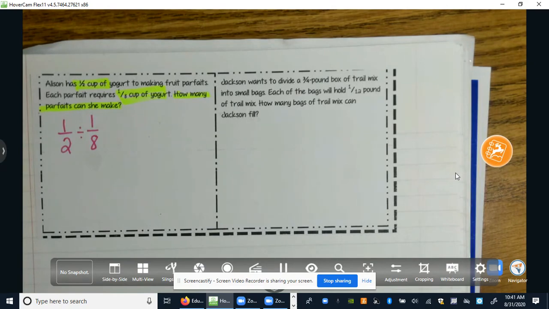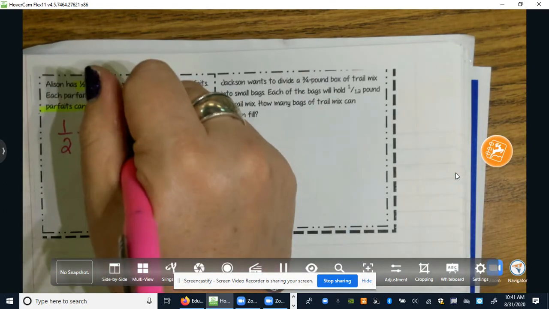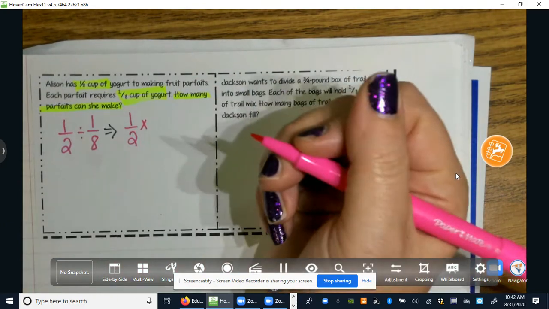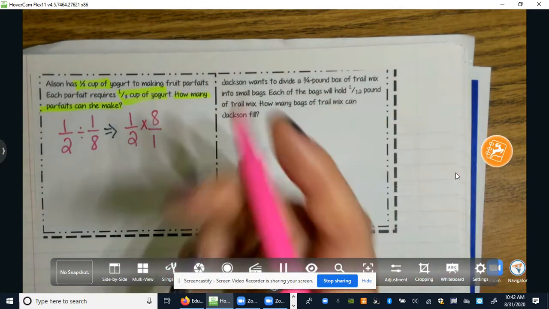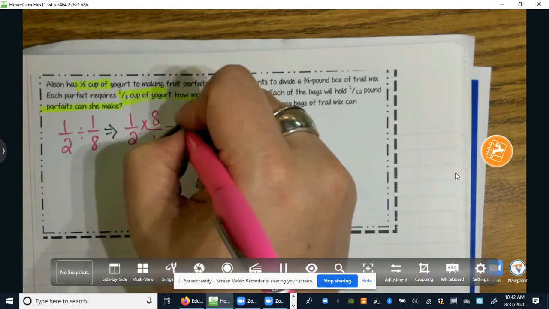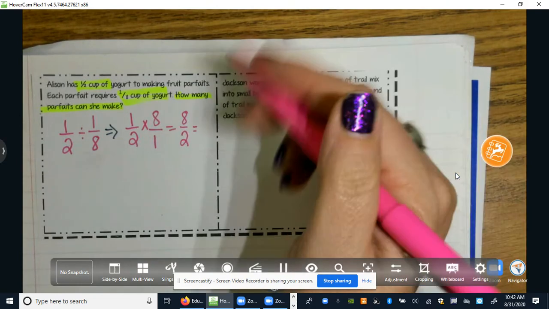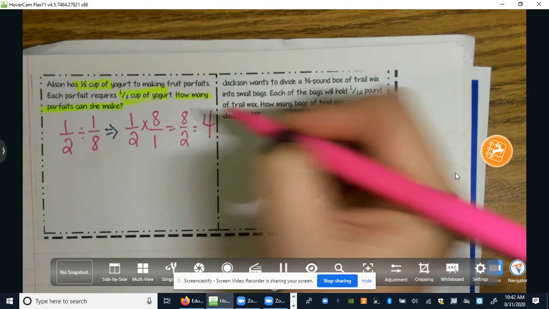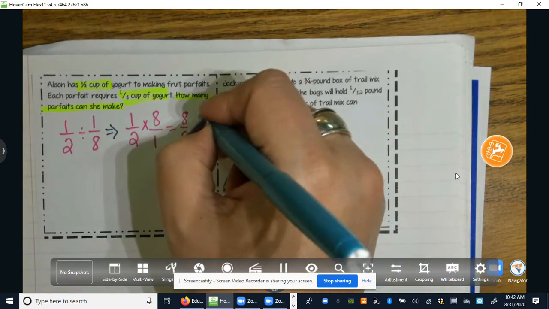So if we're going to divide our fractions, we keep the first one, change from division to multiply, and then we flip, multiply by its reciprocal. And again, we'll do it 2 ways. So 1 times 8 gives me 8. 2 times 1 gives me 2. I have an improper fraction, so how many times can 2 go into 8? Well, 4 times, because 2 times 4 gives me 8. So my answer would be 4.